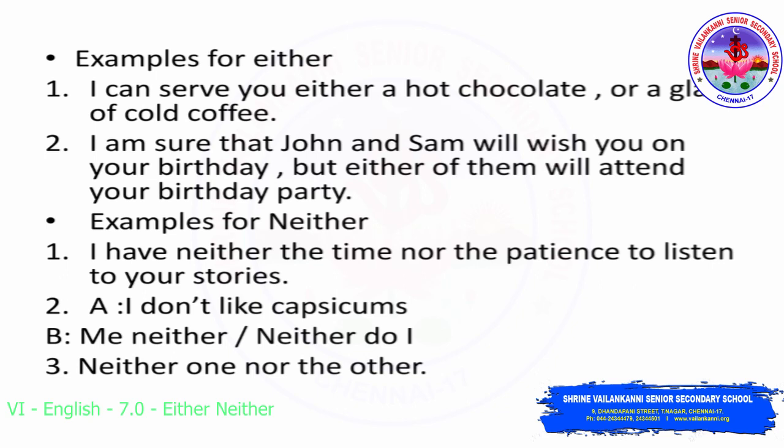The third example is neither one nor the other. That is nothing. Neither one, it's not the one, and it is not the other also. It's like denying the two options. Both of them are not there. Just for an example, neither one nor the other. It's like denying two options.